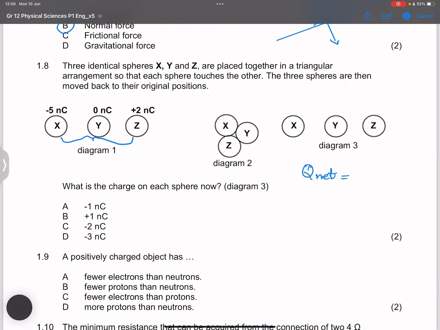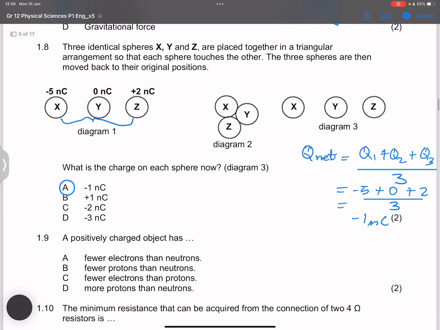Now, because they are identical spheres, once you separate them, the charge on each one should be exactly the same. So what we're going to do is take the charge on 1, charge on 2, charge on 3, and divide by the number of charges that we have. So we've got -5 plus 0 plus 2. That would give me -3. And -3 divided by 3 will give us -1 nanocoulombs. So that would be the net charge on each of the spheres after they are separated.